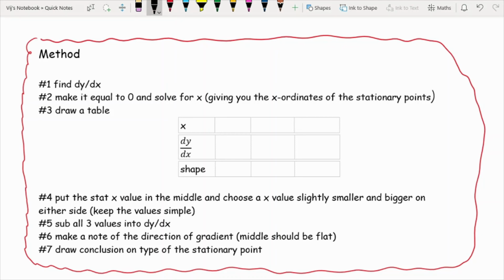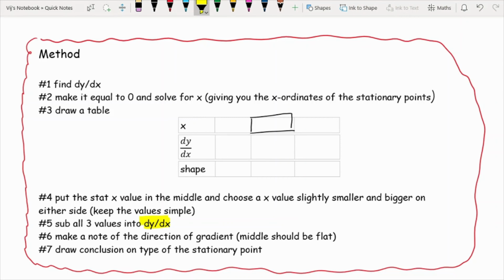Then we need to draw our table, and we put our stationary x value in this box here, and we then go on to pick a slightly smaller number and a slightly bigger number, making sure we're not overlapping the values of the other stationary points. We substitute the values into our dy/dx, which is really important that we don't forget, because a common mistake that people make is substituting into the original equation. Then we make a note of the direction of the gradients. The middle should always be flat, and then we can draw our conclusions.